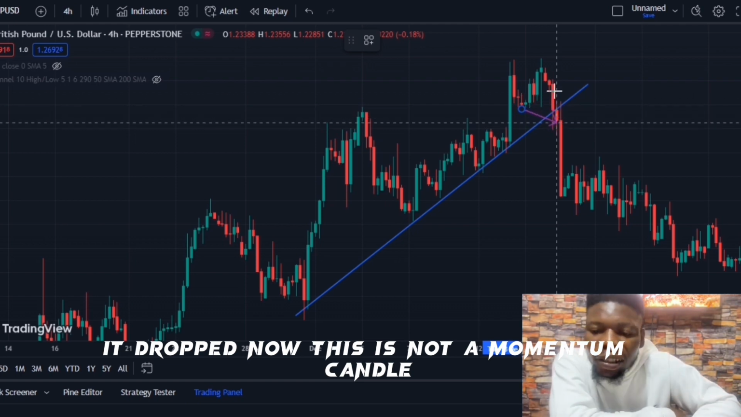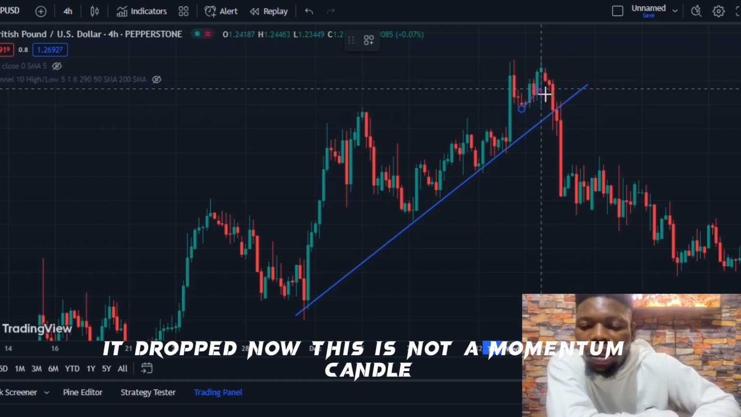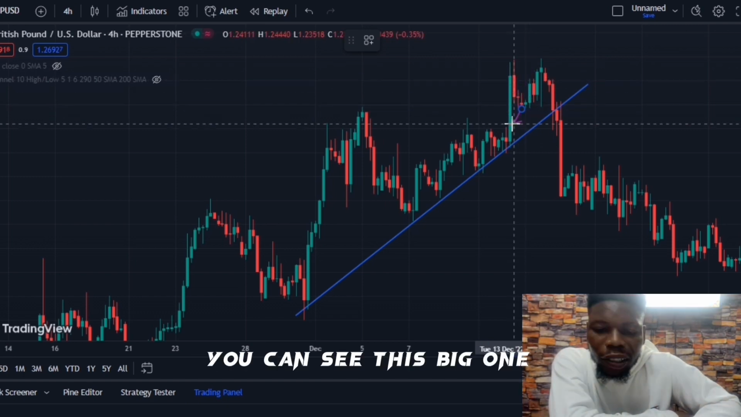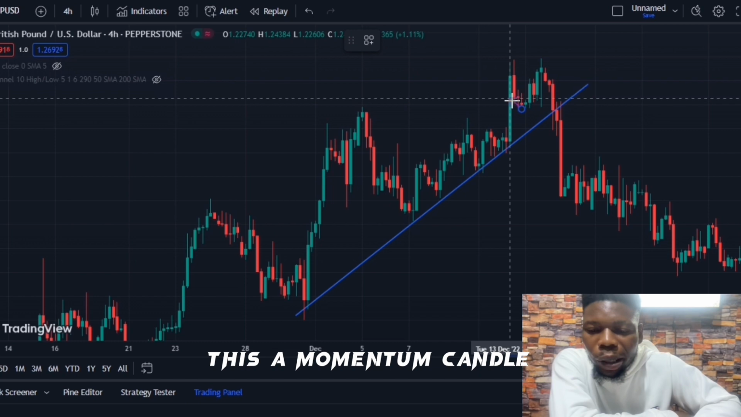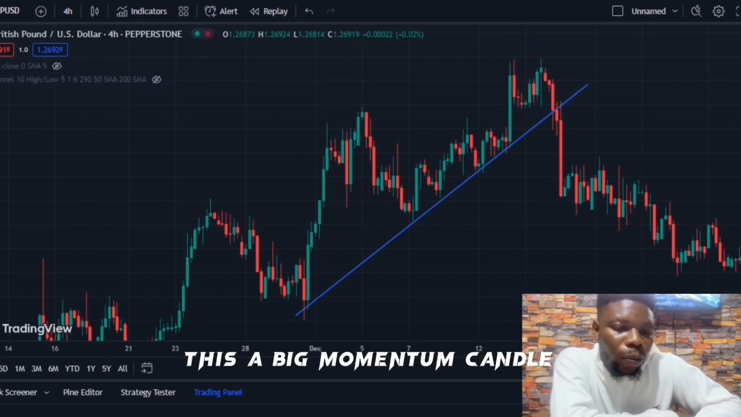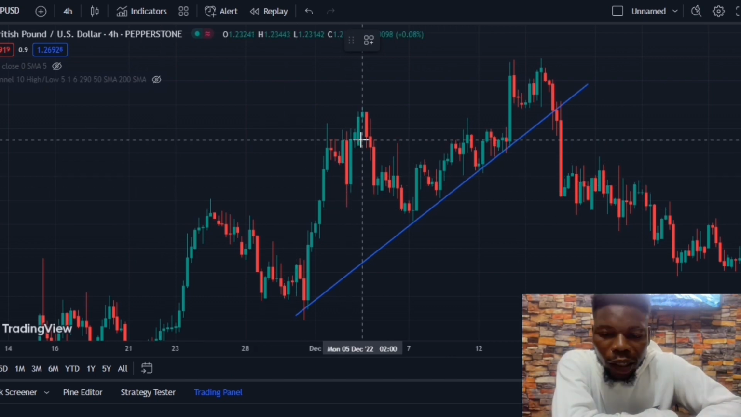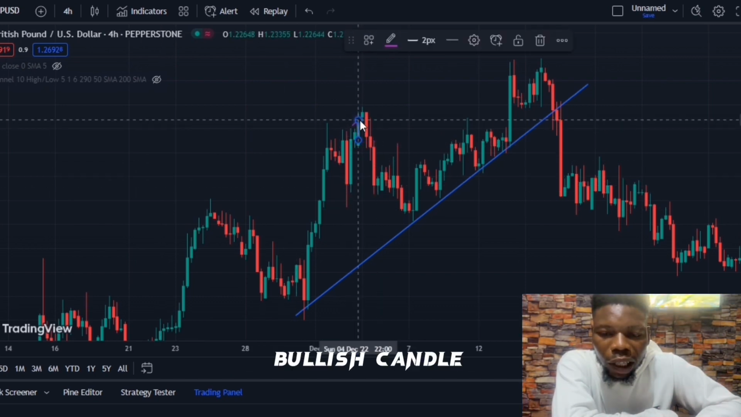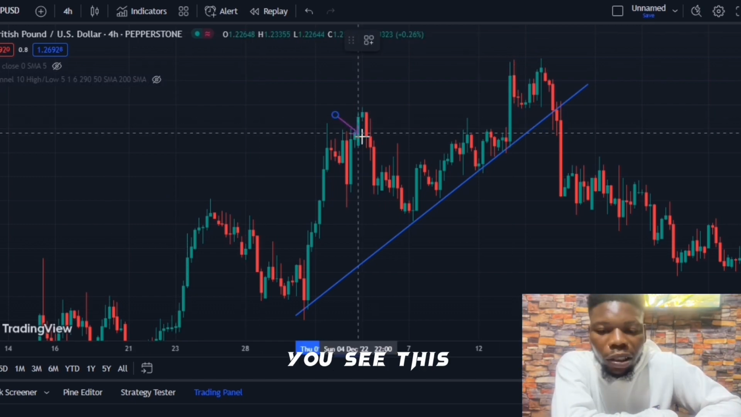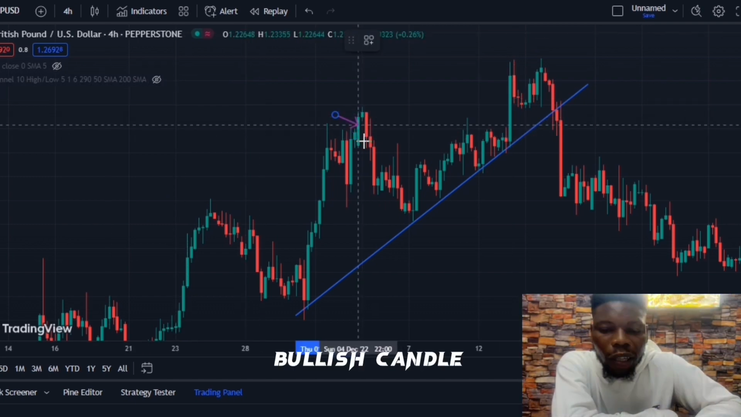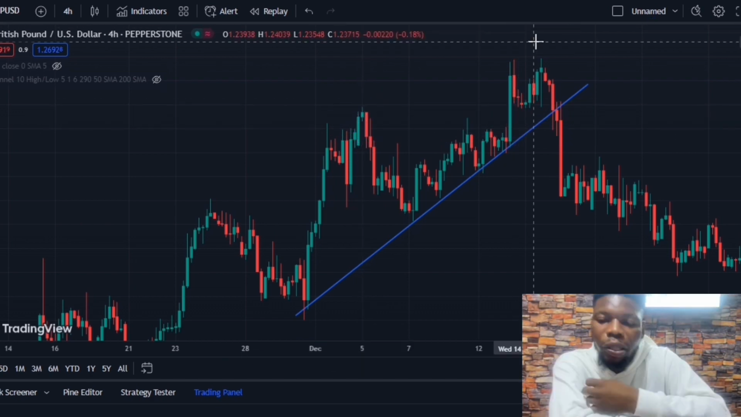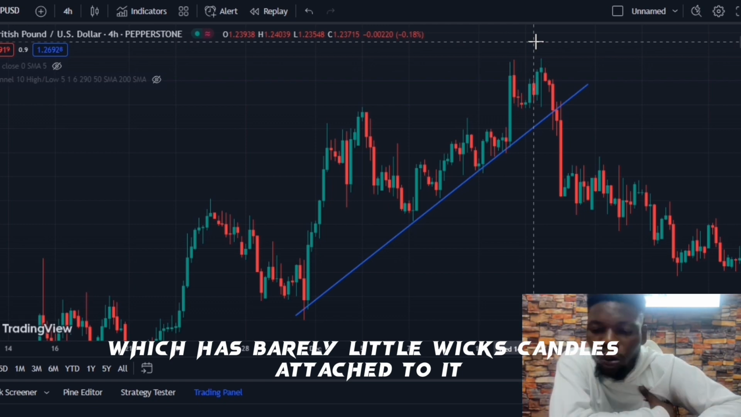Now, this is not a momentum candle. When I mean momentum candle, this is a momentum candle. You can see this big one. This is a momentum candle. This is what I'm talking about, a big momentum candle. Let me show you guys. You see this one here, see this bullish candle, that's a momentum candle. You see this bullish candle, this is a momentum candle, a very big candle. You understand? A very big candle which has very little wicks attached to it.